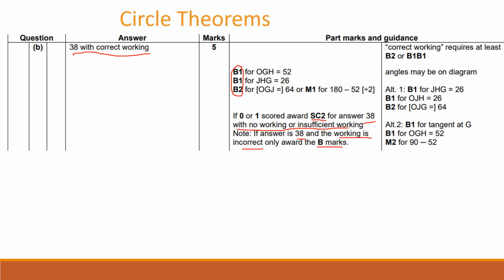Now, on the mark scheme, they gave a mark for doing OGH using alternate angles of 52. I didn't use that in my working, but it was a method mark that they gave. We got the angle of JHG, which was 26. We got the angle of 64 from using the isosceles triangles for 2 marks. And then for working through to get the 38 is a method mark here on the end.